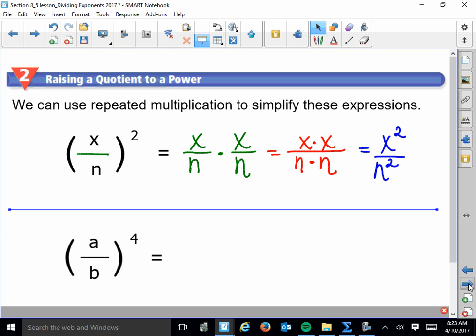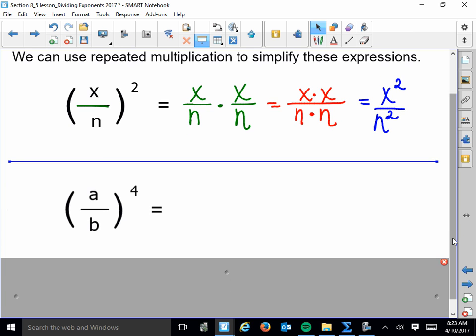Okay, go ahead and write this problem down. I'd like for you to expand it, pause the video, and expand it and see what it simplifies to.